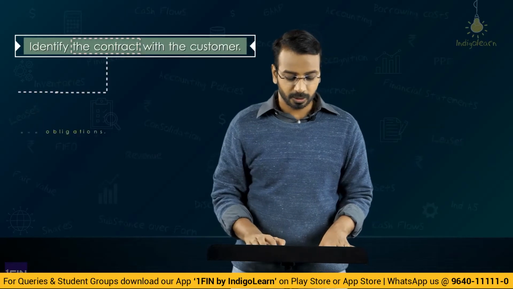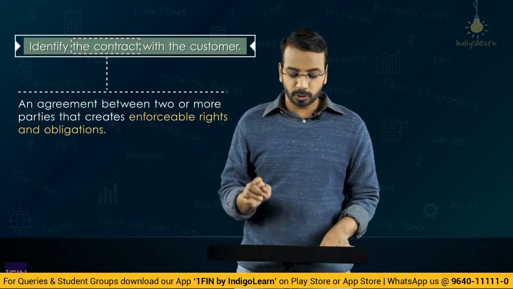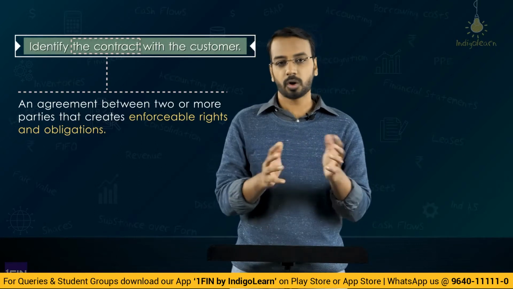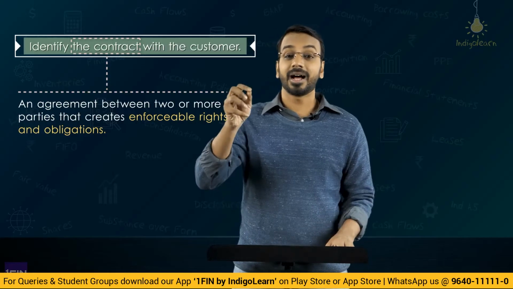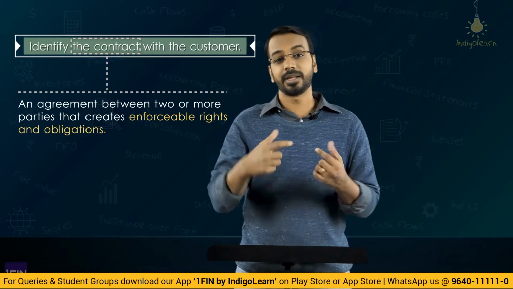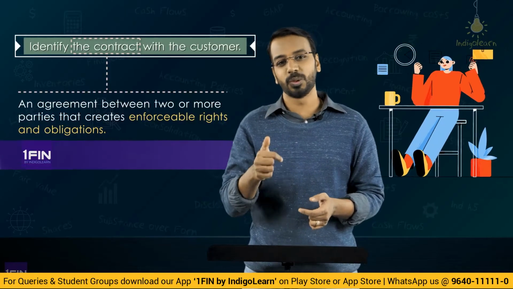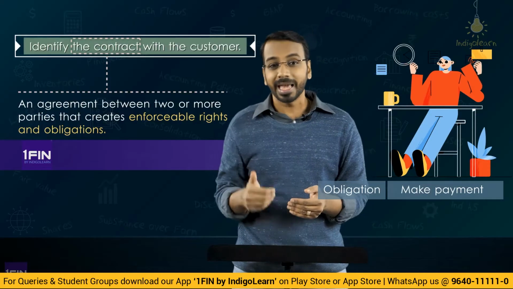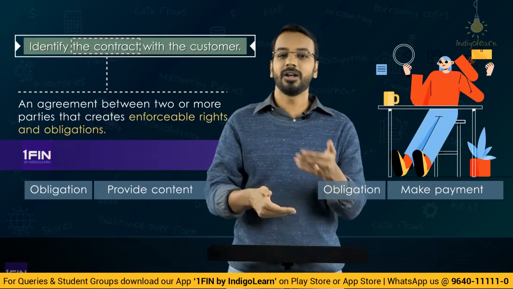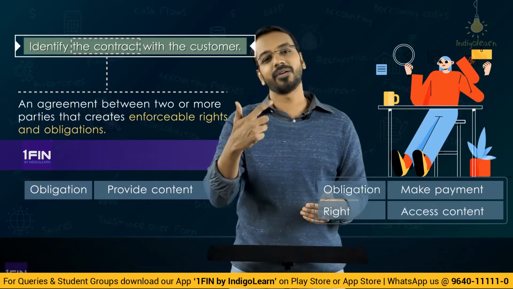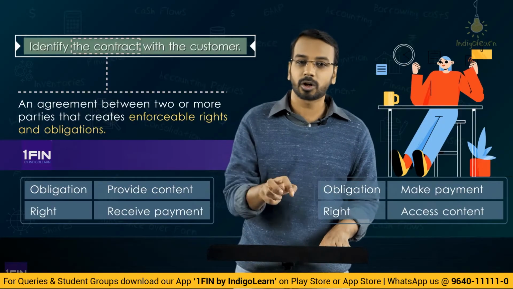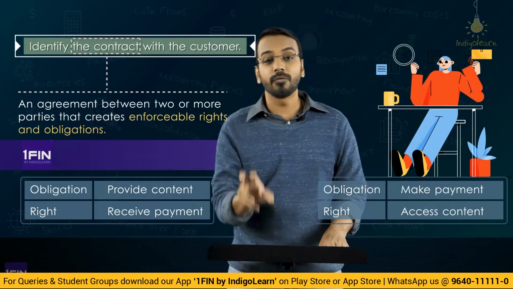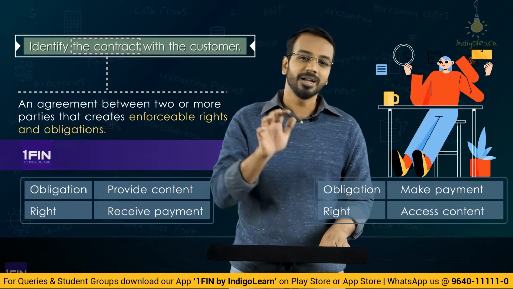So the standard defines a contract as an agreement between two or more parties that creates enforceable rights and obligations. So in the contract, there would be parties and there are enforceable rights and obligations. For example, when you purchase a product from Indigolearn, you have an obligation to make the payment. We have an obligation to provide you the content, and on the other side you have the right to access the content and we have the right to receive the payment. So a contract is an agreement which is enforceable and both the parties have some rights and obligations under the contract.